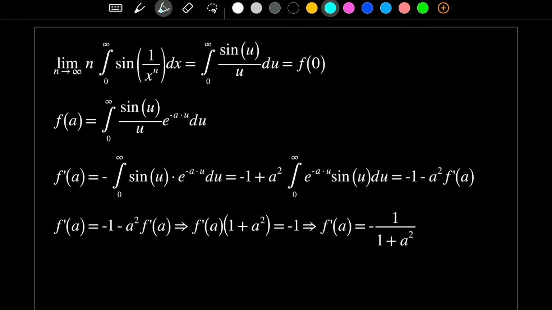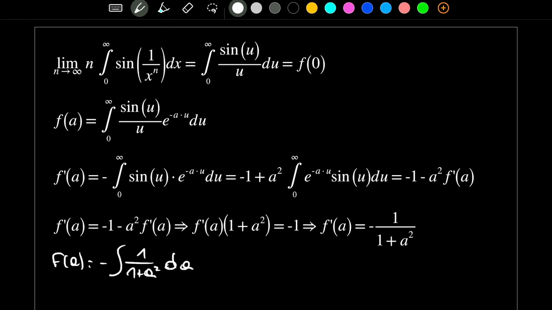Nice, so we've got this expression for the derivative of f. Now we actually needed just f itself to be able to evaluate it at 0, right? So how are we going to do that? Well, a derivative and an antiderivative are obviously opposites of each other. So we're going to take the antiderivative, which is going to be f of a is equal to minus the antiderivative of 1 over 1 plus a squared dA.